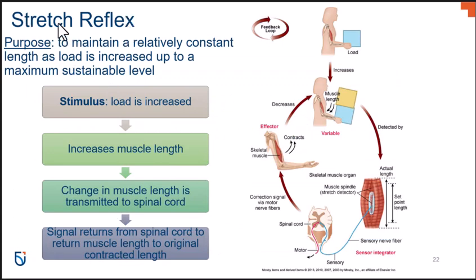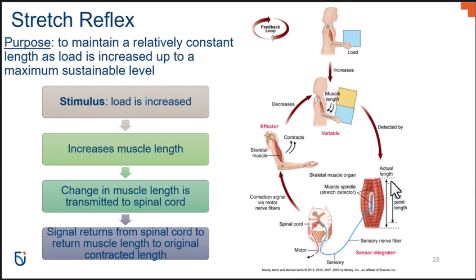Next up is the stretch reflex, and the purpose of the stretch reflex is to maintain a relatively constant length as load is increased up to a maximal sustainable level. So what does that mean? Well, in this image here, we can see a person that's carrying a box. Then another box is added to it, which increases the load. So the box would be the added variable. Muscle length is going to be automatically increased.